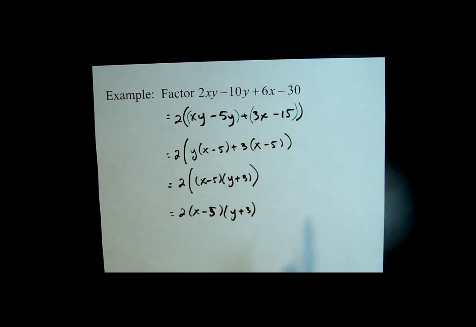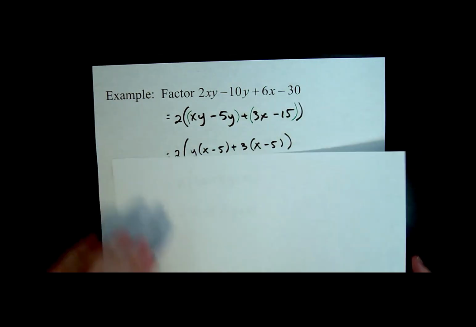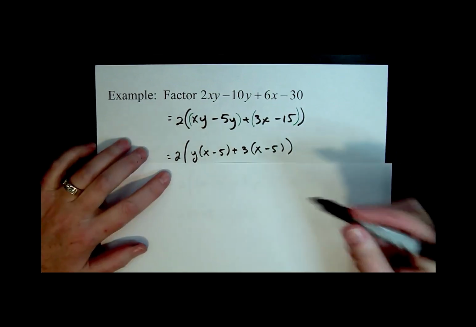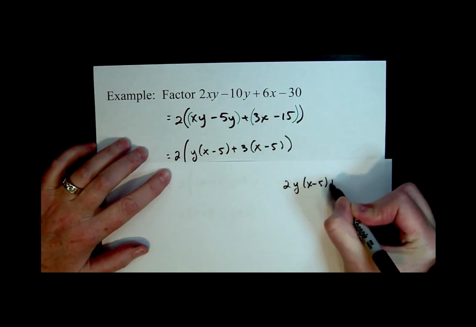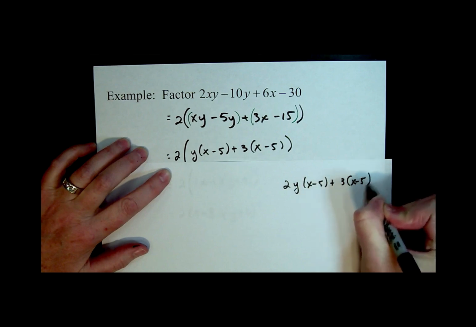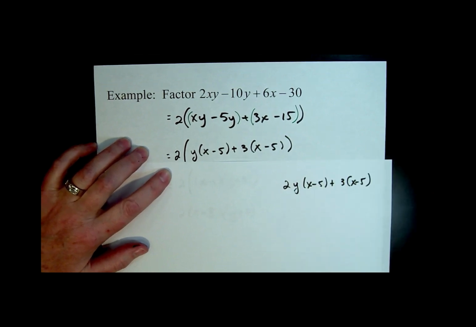So what would be different if I had just written, so if I didn't have them and I just had 2y x minus 5 plus 3 times x minus 5, what would be incorrect about that?